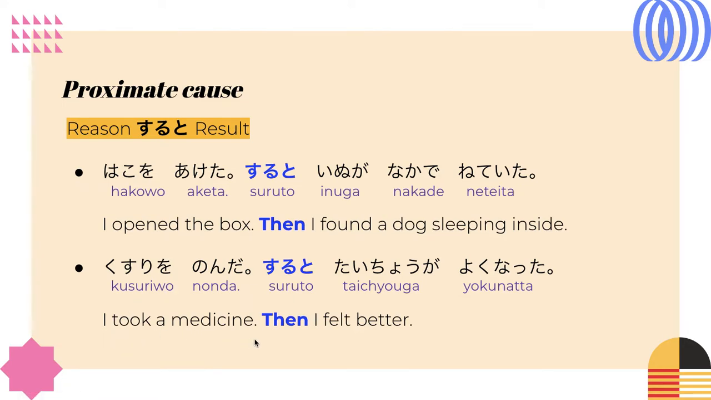I took a medicine. Then I felt better. To say this in Japanese, 薬を飲んだ。すると体調が良くなった。So, the cause: I took a medicine, 薬を飲んだ。And then, すると, the result: I felt better, 体調が良くなった。So, all you have to do is insert すると in between the reason or cause and the result.